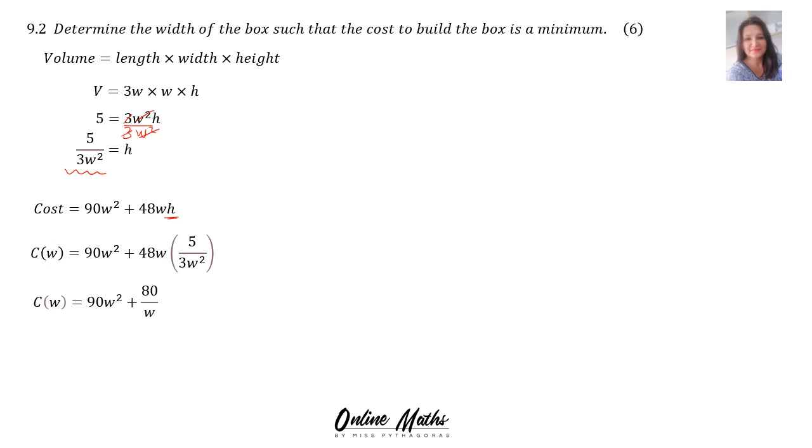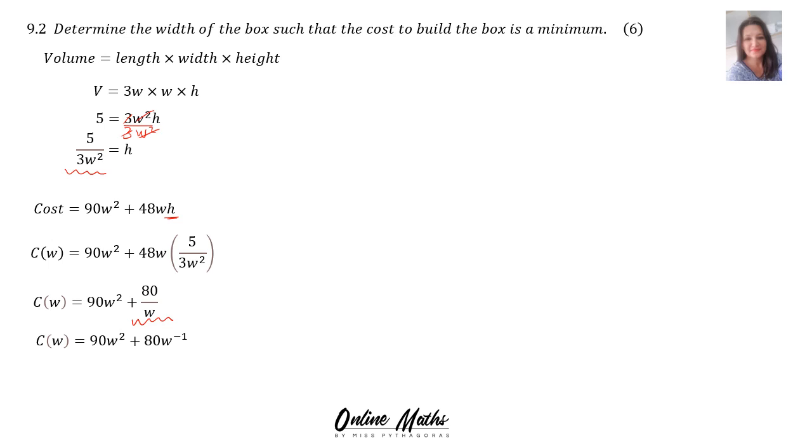Then I am going to differentiate because I want to work out the width such that the cost is a minimum. And for minimum or maximum, you always find the derivative equal to 0. But there is a problem in the sum. Again, you cannot find the derivative if this W is under the line. So what I have to do is bring it up, and then that exponent becomes -1.